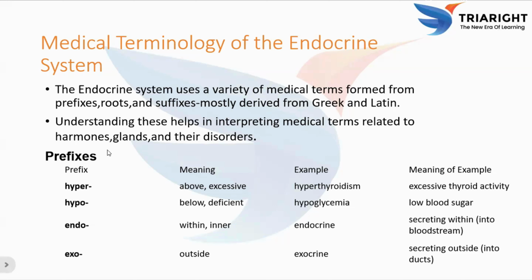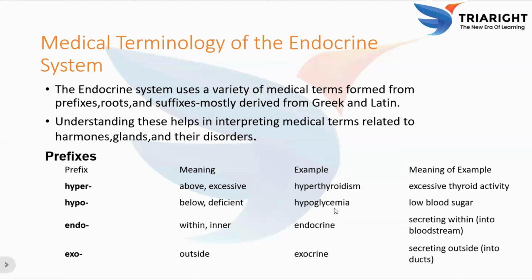Coming to prefixes. In medical terms, we have prefixes, suffixes, and root words. So what are prefixes? These are the word parts that come at the beginning of a term. They help to describe the location, amount, or condition of something. So let's go through the prefixes shown below. Coming to the first prefix, hyper. Hyper means over, above, or excessive.